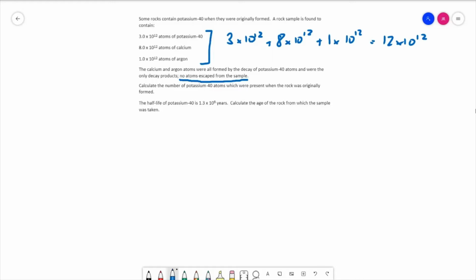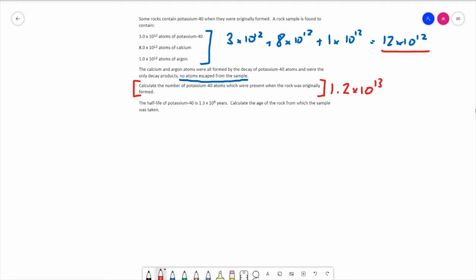Now by working this out, we've actually already worked out the answer to this bit here, so calculate the number that was present when the rock was originally formed, and it is this number here, 12 times 10 to the 12. If I was writing that as an exam answer, I would then write that as 1.2 times 10 to the 13, just to make it nice and neat and show that we do know what we're doing and can give our answers properly, but we will be using that 12 times 10 to the 12 in a moment.